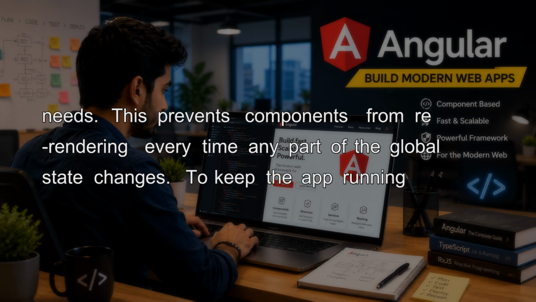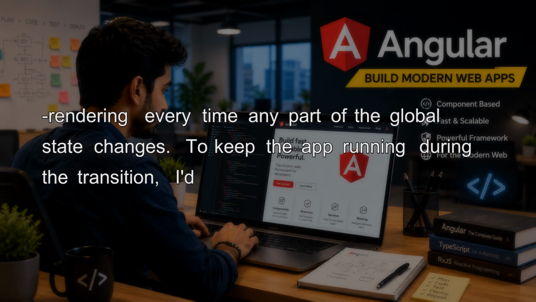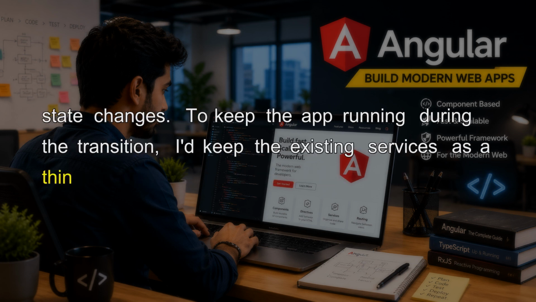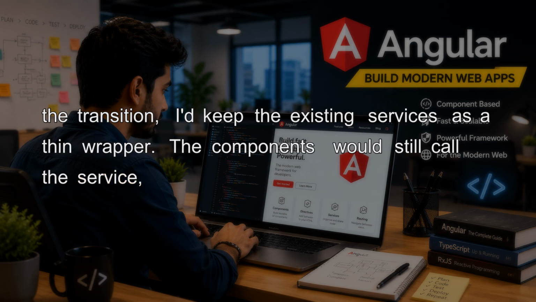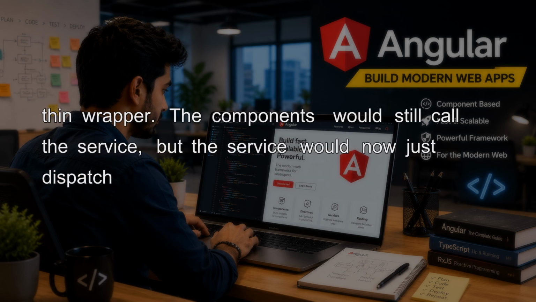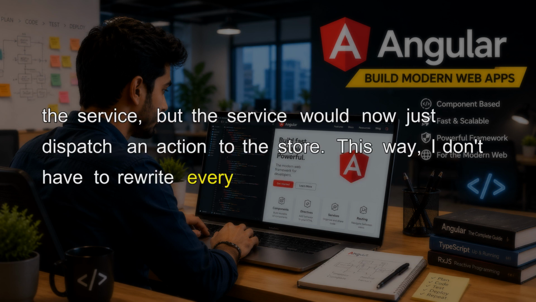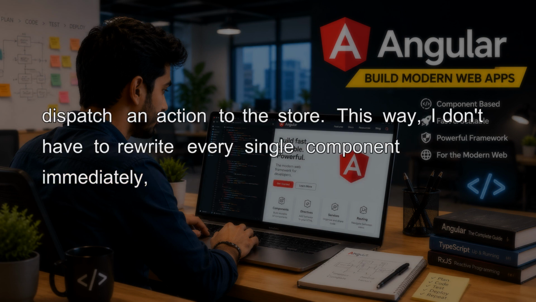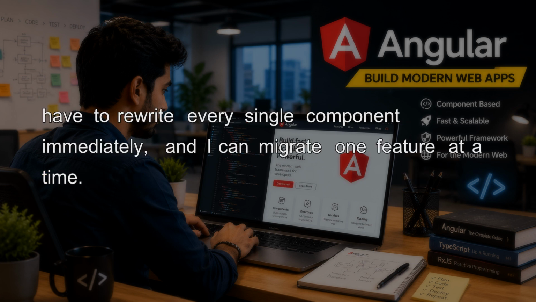To keep the app running during the transition, I'd keep the existing services as a thin wrapper. The components would still call the service, but the service would now just dispatch an action to the store. This way, I don't have to rewrite every single component immediately, and I can migrate one feature at a time. I like the incremental approach.